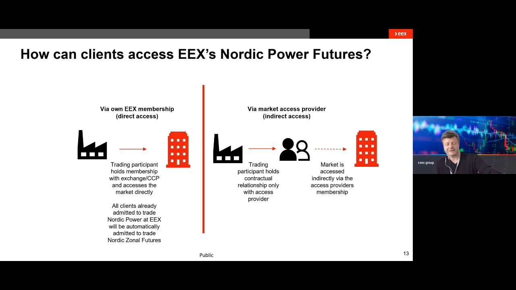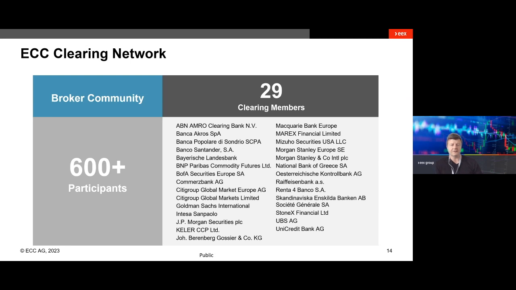As I mentioned, the indirect access, if we look on the next slide, you can see a list of the 29 clearing members that we have here. The 29 clearing members are facilitating our members. Every single member needs a clearing bank in place, and a number of these are also offering this indirect access to the market. That's why we have on this slide over 600 plus participants. A participant is a company that trades on the EEX either through its direct membership or indirectly over one of these clearing companies listed on the right.